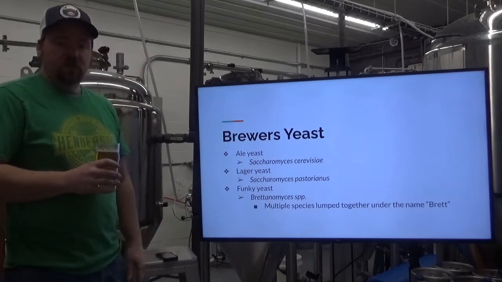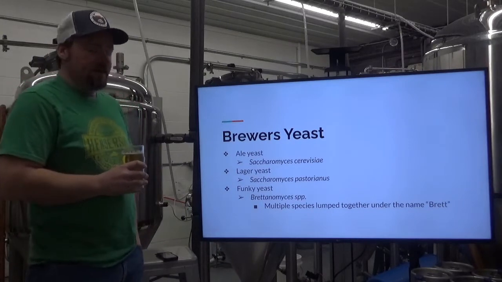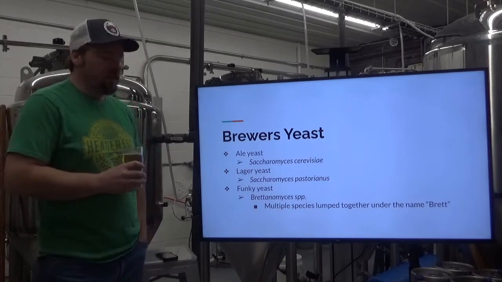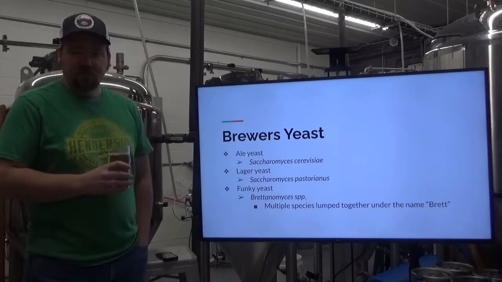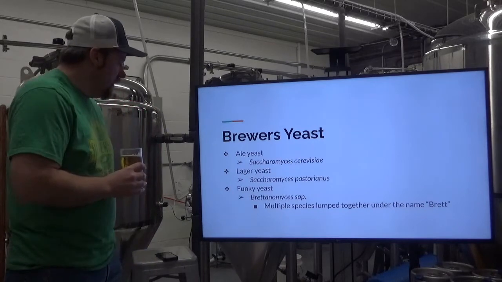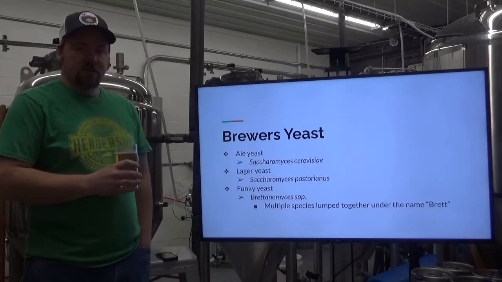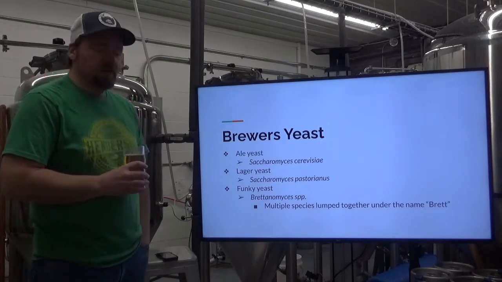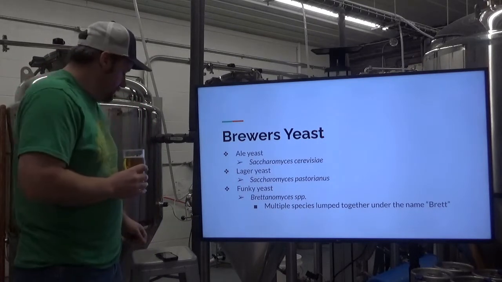So, a little bit of background. I'm sure you've had this already in one of your previous classes, but brewer's yeast, ale yeast, is Saccharomyces cerevisiae, lager yeast is Saccharomyces pastorianus, and some funky yeasts are different species of Brettanomyces, commonly lumped together under the name Brett.